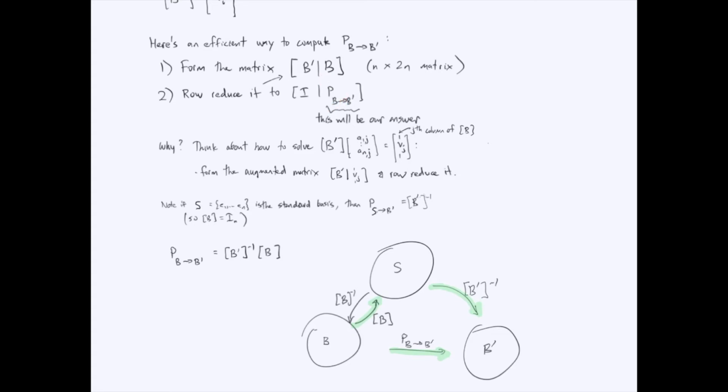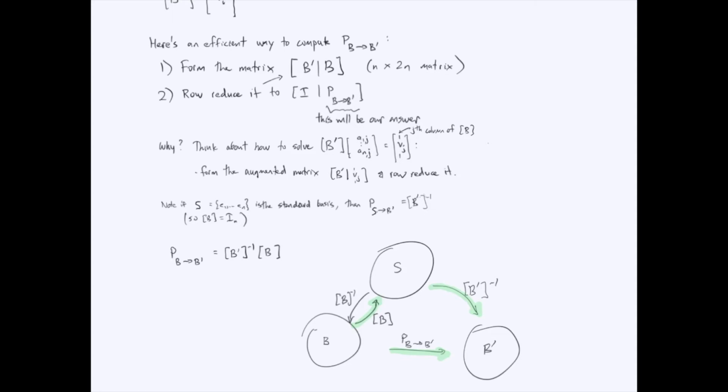We'll do an example on the next slide, but let me just say a few things that will be helpful to remember. First of all, why does this work? Well, think about how we would solve, even in chapter 1, this equation B primed times some unknown is equal to V sub j. That's the equation we were trying to figure out earlier. What we would do is form the augmented matrix B primed and then Vj, and then row reduce it. And that's exactly what we're doing here, except we're just throwing all these columns making up B into one big matrix B. Remember, the Vj is the jth column of B.